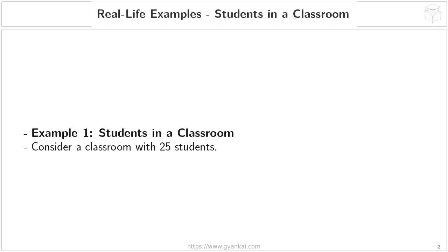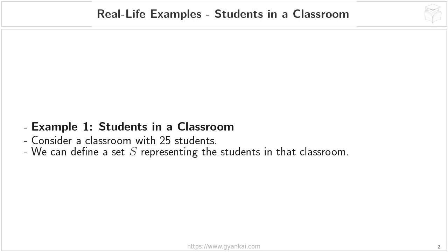Real-life examples, students in a classroom. So let's move on to our first example of a finite set. As we discussed in the introduction, a finite set is one where we can count all the elements. This example focuses on students in a classroom. Imagine a classroom with 25 students present. We can represent all these students as a set, and we'll call this set S. So, S will contain all the individual students in that classroom.